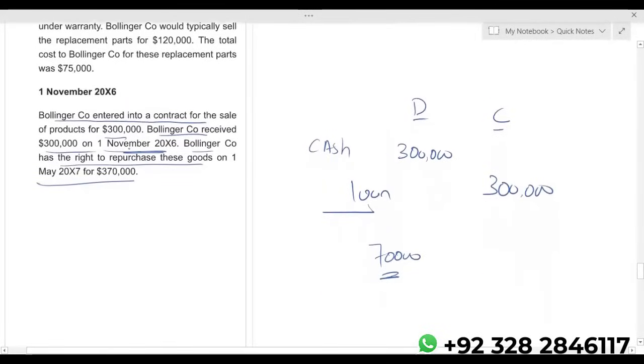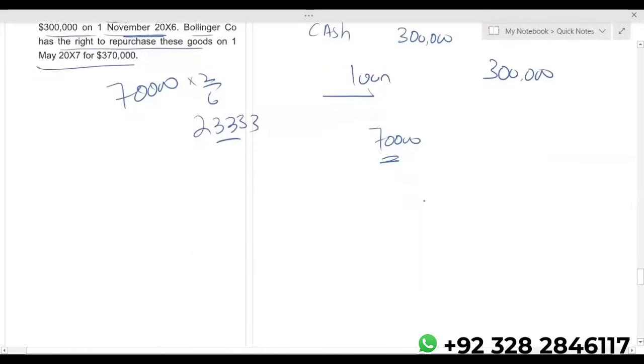If you count the time period from 1st November X6 till 1st May X7, it's a time period of 6 months. So logically, finance cost 70,000 total. I have to pay over 6 months. So far, only 2 months have passed, from 1st November X6 till December X6. Let's see what is happening. 70,000 times 2 by 6. Logically, finance cost will be debited and my loan will be credited. That will become a part of the loan. You can say accrued finance cost. So accrued finance cost is also a loan liability.